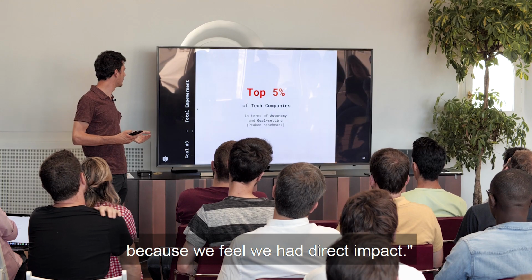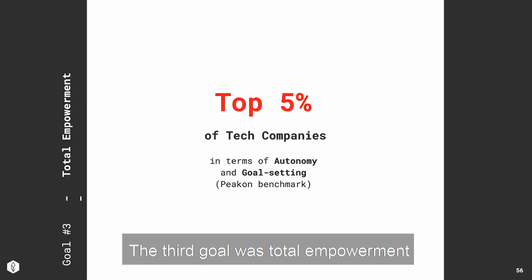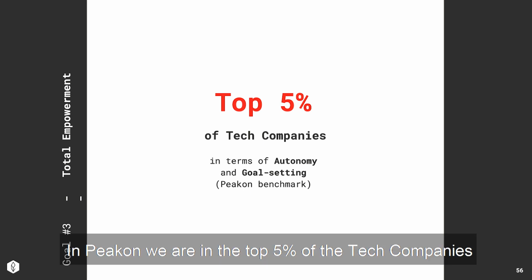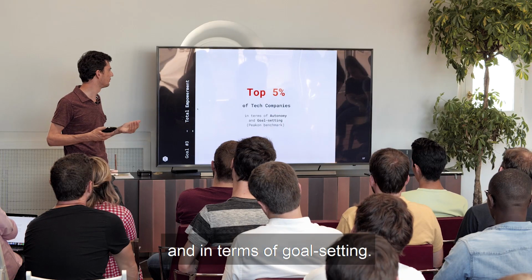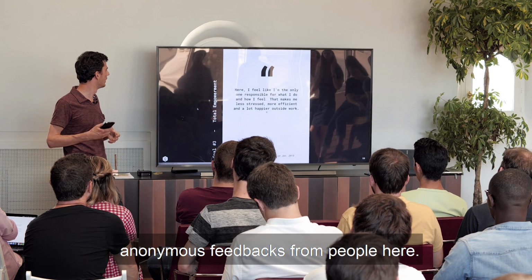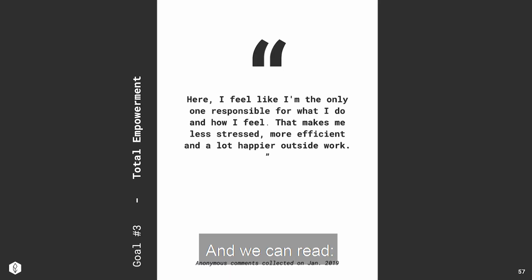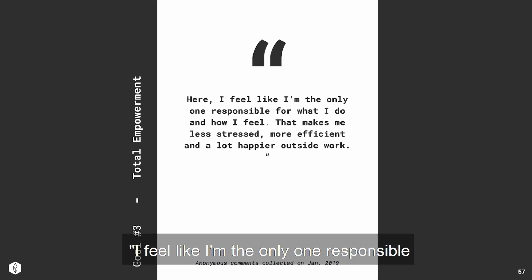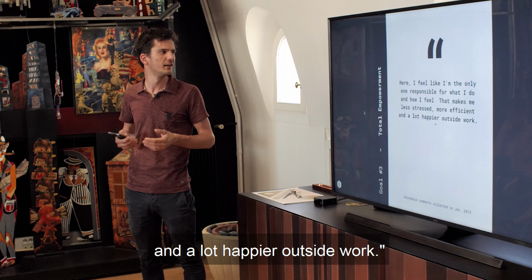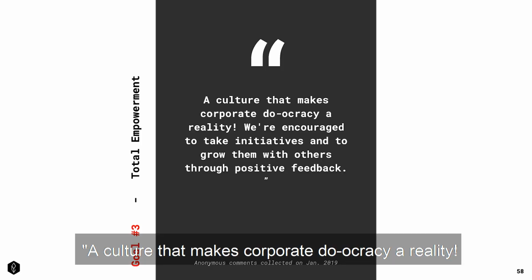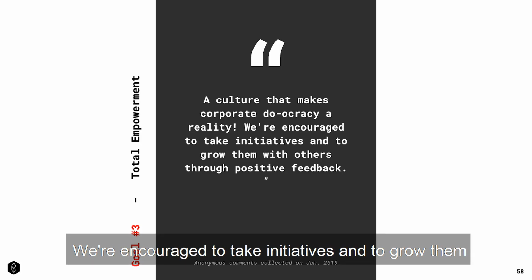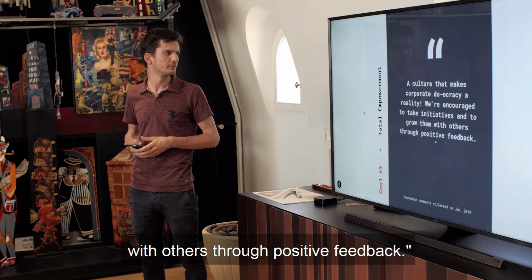The third goal was total empowerment. In Picon, we are top 5% of the tech companies in terms of autonomy and in terms of goal setting. This is also based on anonymous feedback from people here. And we can read, I feel like I'm the only one responsible for what I do and how I feel. This makes me less stressed, more efficient, and a lot happier outside work. We can read also a culture that makes corporate bureaucracy a thing of the past. We are encouraged to take initiatives and to grow them with others through positive feedback.